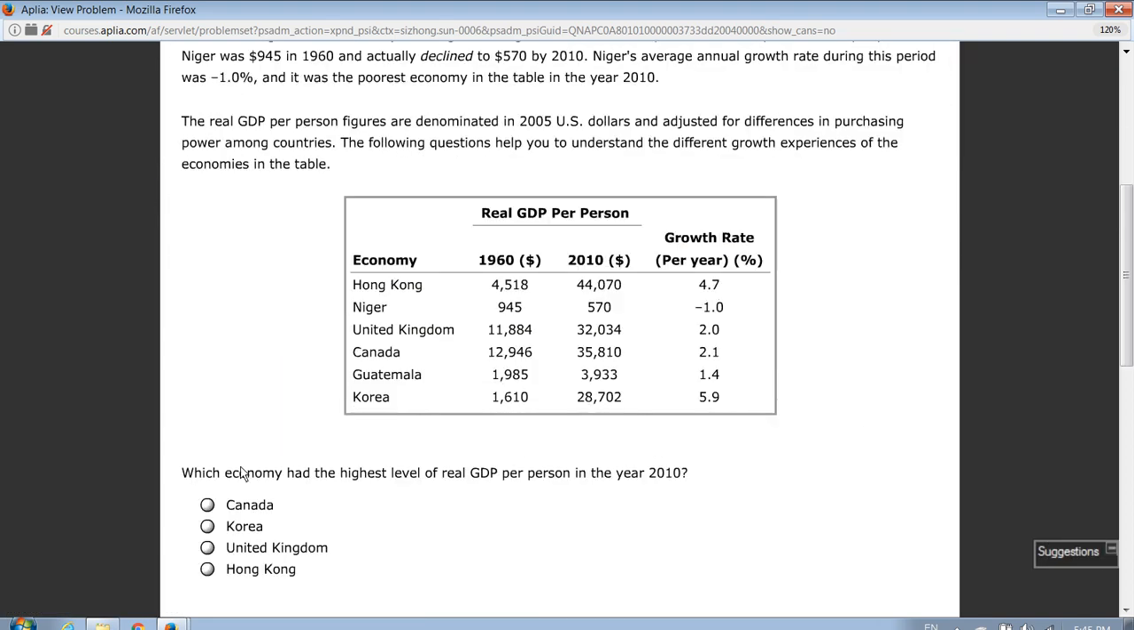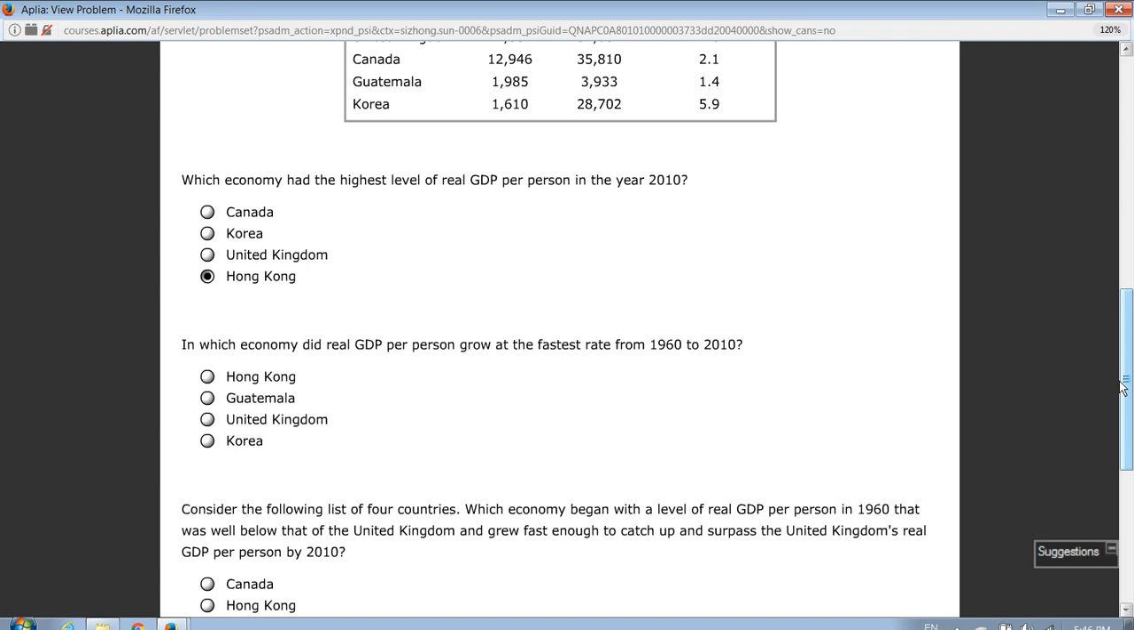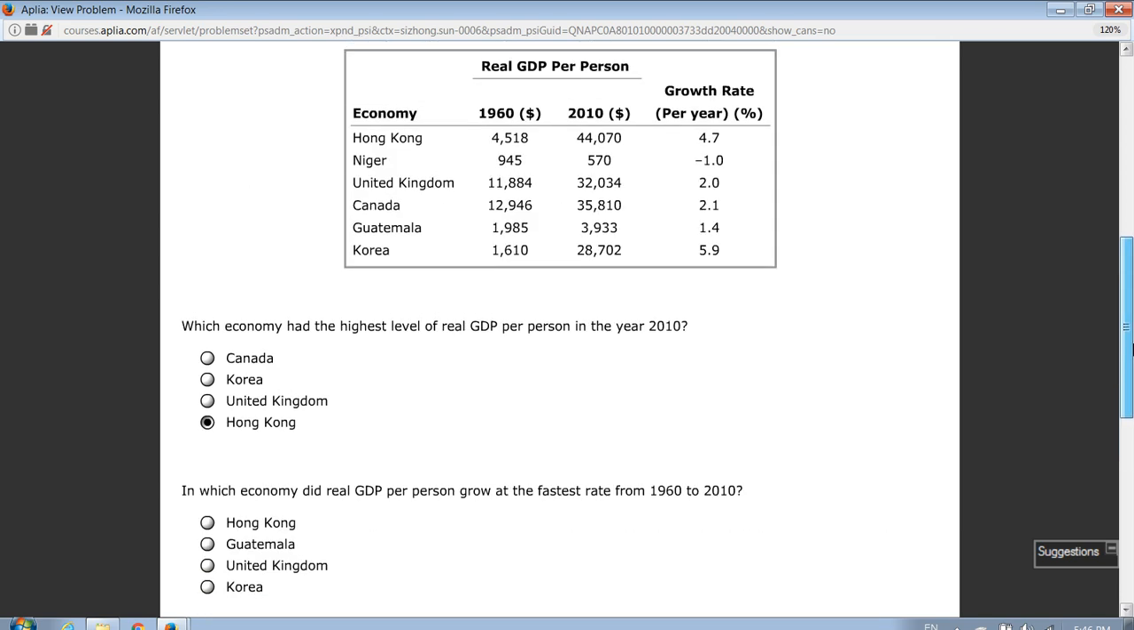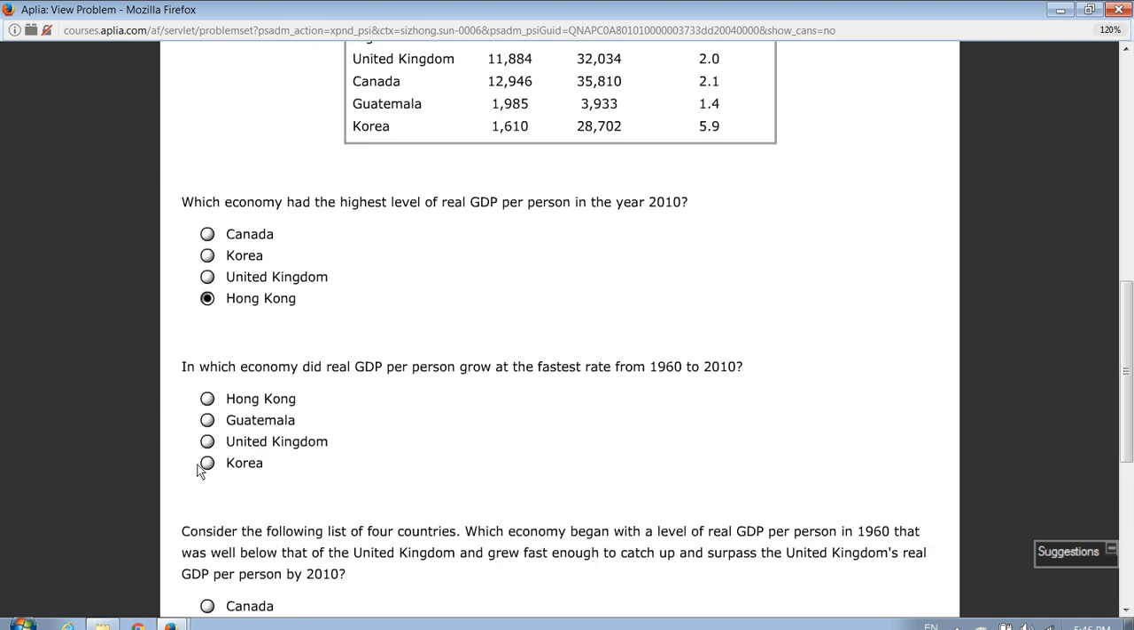Which economy had the highest level of real GDP per person in year 2010? So let's look at year 2010, this column. So not surprisingly it is Hong Kong. Which economy's real GDP per person grew at the fastest rate from 1960 to 2010? So let's look at this column, growth rate. So it's Korea, 5.9%.